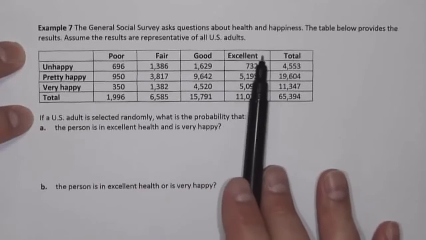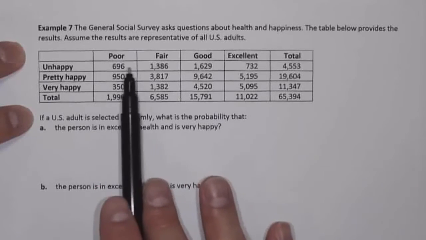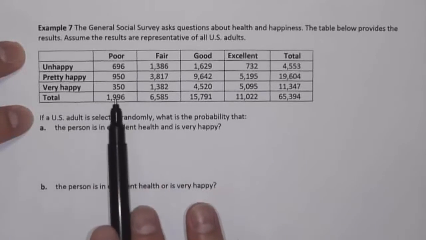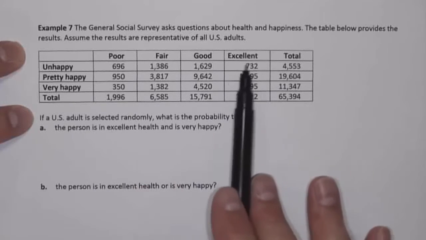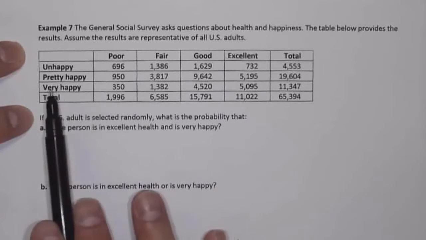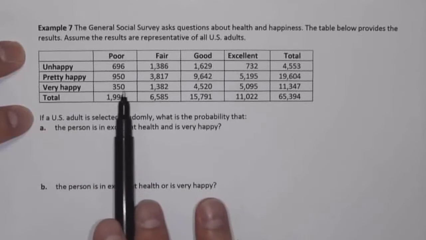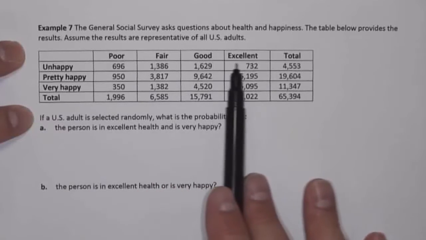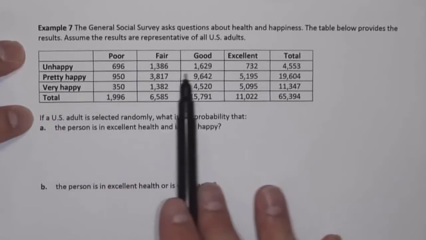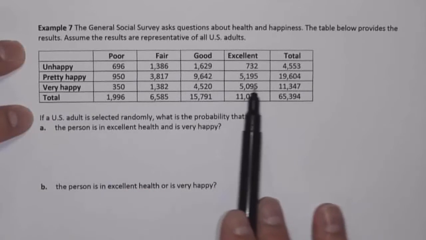So the columns regard health. So there were these people with poor health, fair health, good health, excellent health. And then we have the rows that are dealing with happiness. So we have these people who are unhappy, these people are pretty happy, these people are very happy.